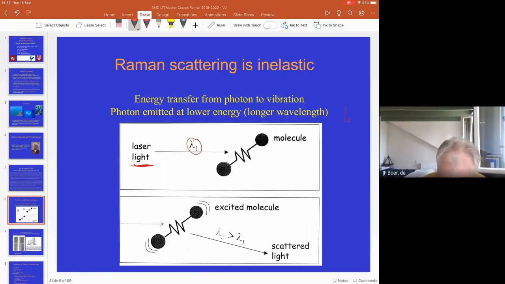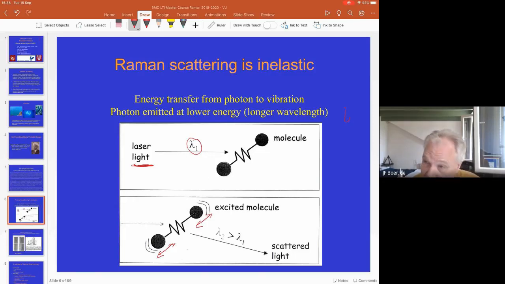So we have a wavelength 1 that is incident on that molecule that in this case consists of 2 atoms. And what happens after the photon or electromagnetic wave has hit the molecule, afterwards the molecule starts to vibrate. So these nuclei start to move in and out. And at the same time, a different wavelength is emitted by that molecule.